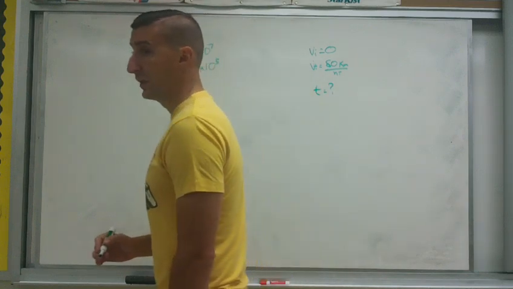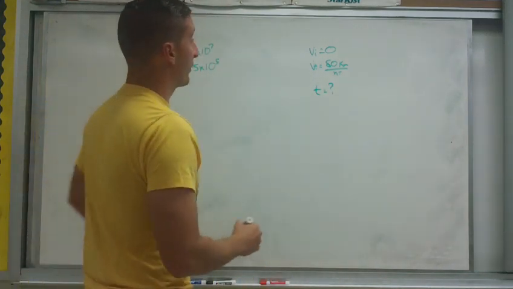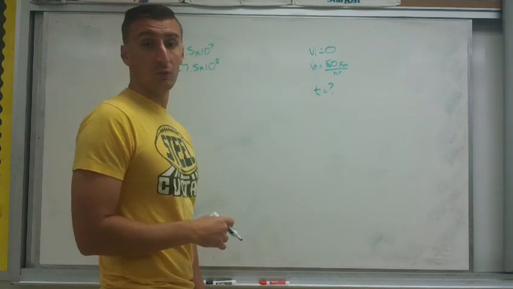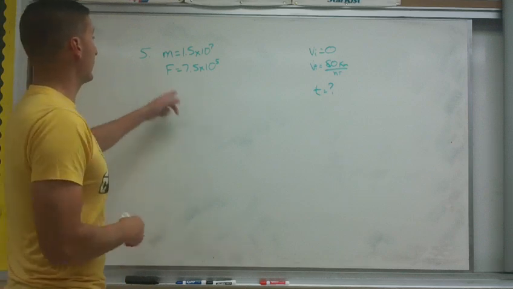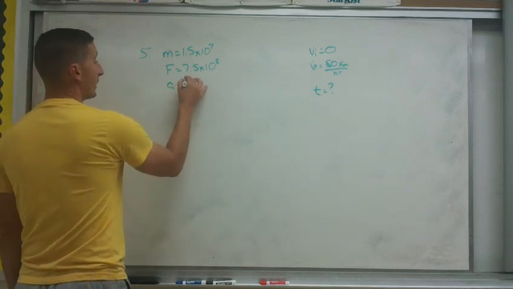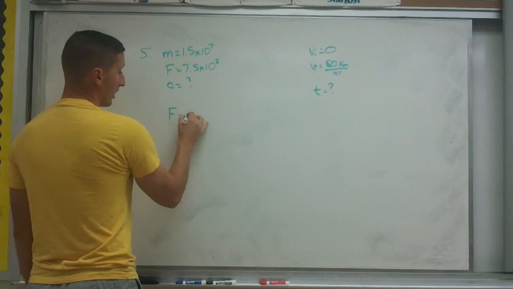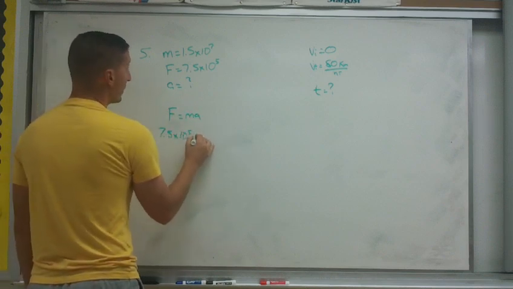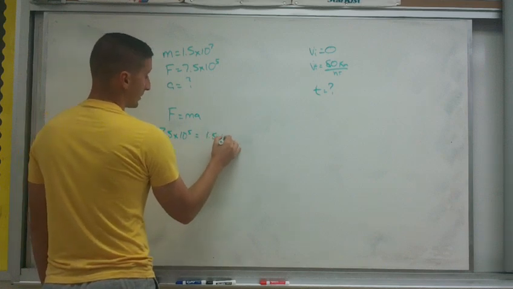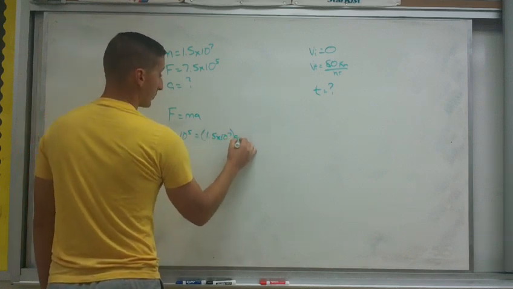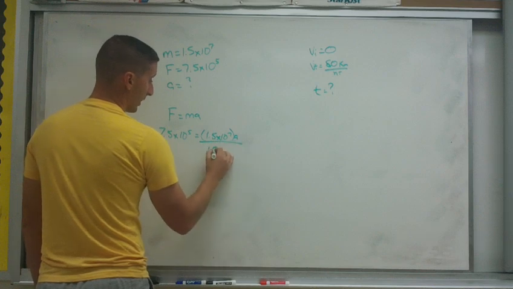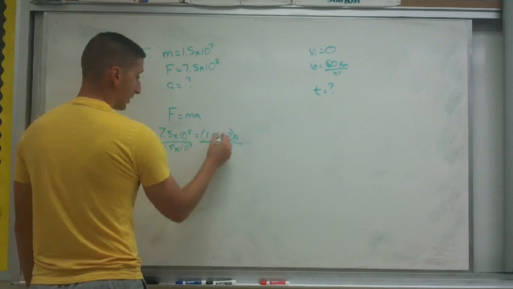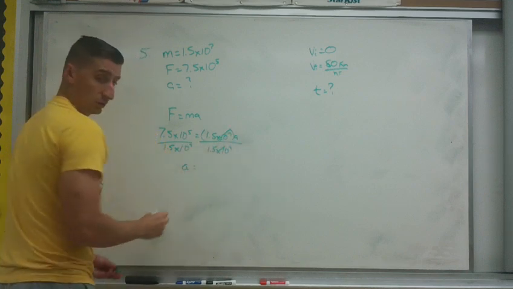All right, so we don't have enough information here. We need another variable. Well, if we found acceleration, we'd be able to solve for t, right? So if I look at this, do I have enough information to solve for a here? Yeah. I have F equals ma. I know F is 7.5 times 10 to the 5th. Mass is 1.5 times 10 to the 7th. A is what I'm looking for. Divided by 1.5 times 10 to the 7th. I get A equals.